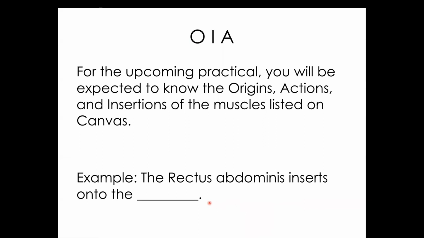So for the practical coming up, you will need to know the origin, action, and insertion of the muscles listed on Canvas. I will go over those with you in lab. There are 2 PowerPoints we'll look at in lab tomorrow. So we do that together. An example would be the rectus abdominis inserts onto the what?